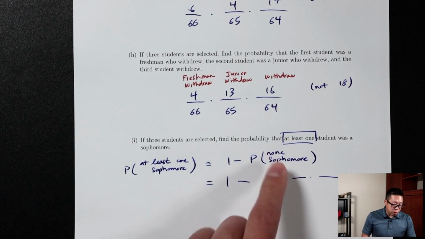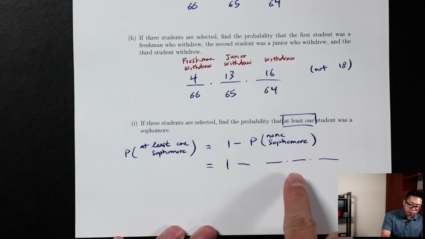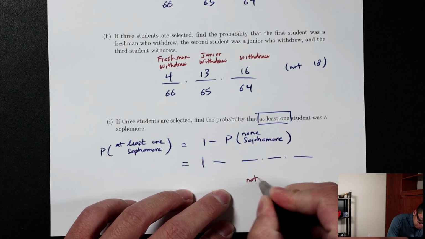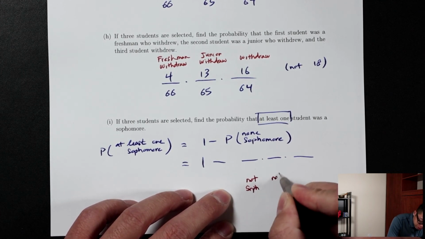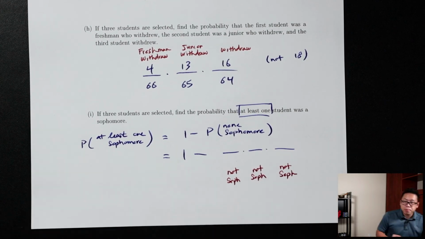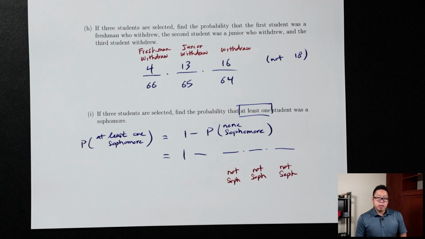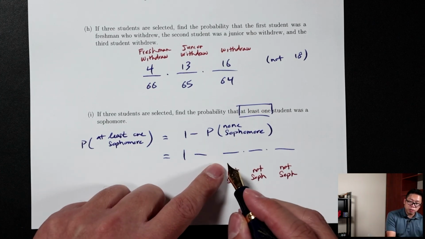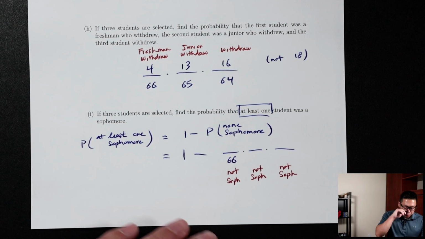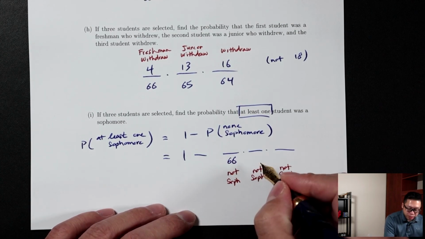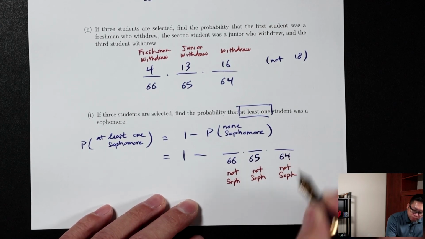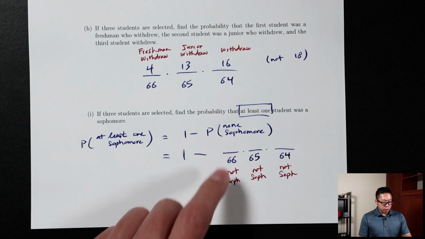3 students, none of them sophomore, means that I want them to be not sophomore, not sophomore, not sophomore. So all 3 not sophomores. Let's talk about the bottom of the fractions. The first one should be everybody, which is 66. And then once again, we're going to reduce because we don't want to pick the same student twice. So for the second fraction, because we already chose 1 student, we're down to 65 total, and then we're down to 64.